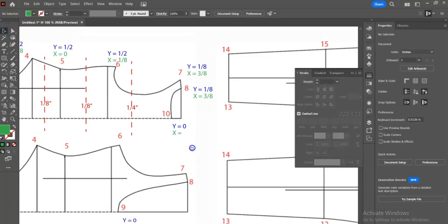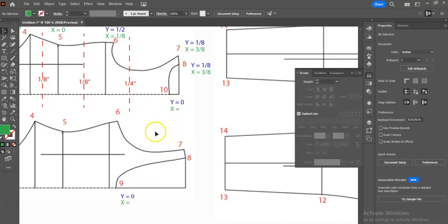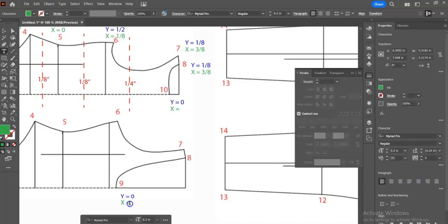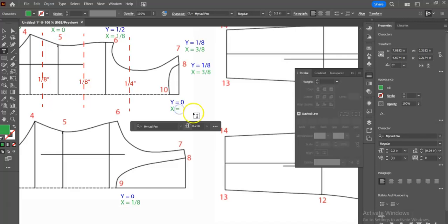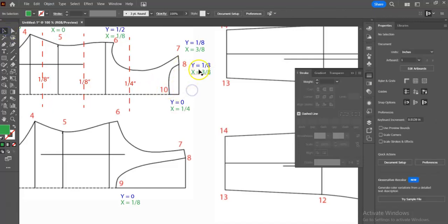And then for my front neck drop and back neck drop, because my shoulder is already grading 3/8 of an inch, I want my front neck drop to grade 1/4. So my movement has to be the difference between those two. So 3/8 minus 1/4 is 1/8 of an inch. And for my back neck drop, I want my grade to be 1/8. So 3/8 minus 1/8 is 1/4. It's a little counterintuitive, but you have to take into consideration what's already moving.